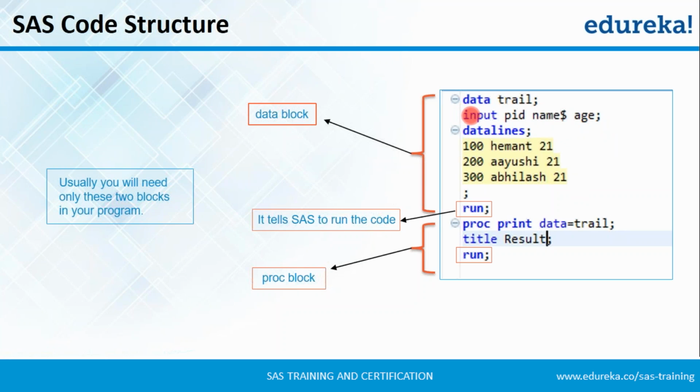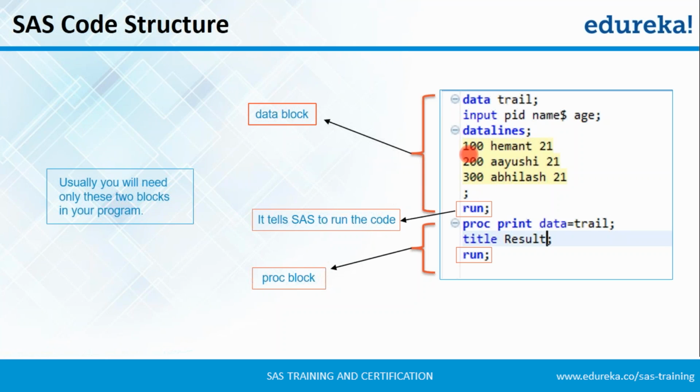So once you have given the input line in the data block, next you have to give data lines. So you'll be entering this statement which says datalines, semicolon, and semicolon is very important, guys, after each and every command that you give in SAS, right? So data trail, you see the semicolon, input PID name age, you see the semicolon, and then you enter datalines. So datalines means after this command you'll be entering whatever records that you want to add to your database, right? So you enter datalines semicolon, and after that I've entered 3 records.